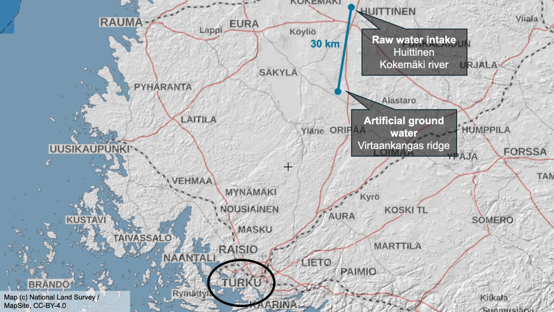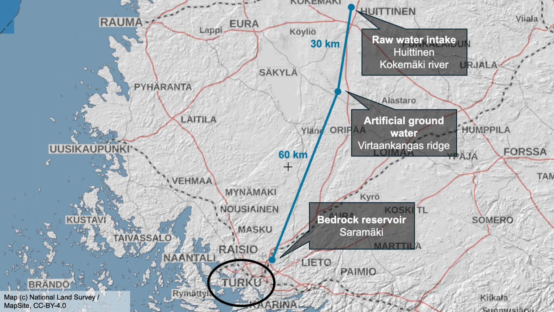This creates artificial groundwater, which is again collected into 40-meter deep wells, and the water flows through 60 kilometers of tunnels into Saramäki, where there is a bedrock reservoir for water. Now the water has been filtered through a thick layer of sand. It has traveled about 100 kilometers, and there the water is finally chlorinated and pumped into the network, and actually it's very, very high quality water at that point. So the not so attractive river water becomes very fresh tap water through a lot of steps.